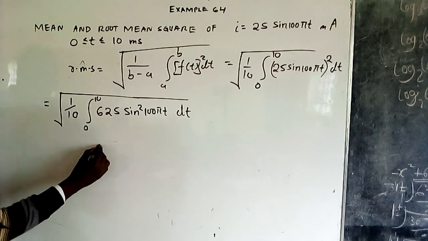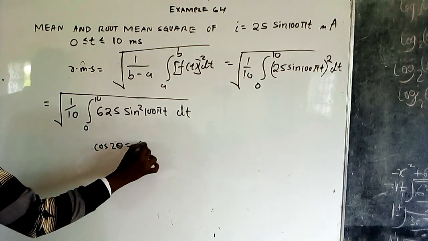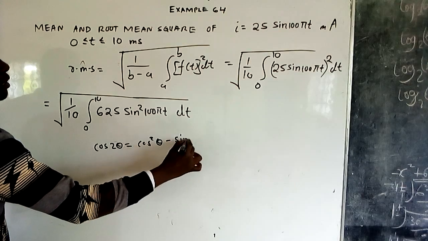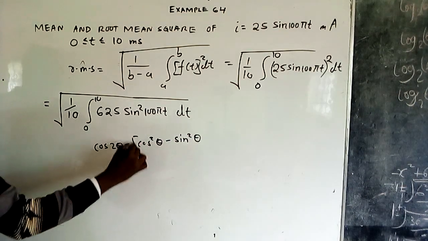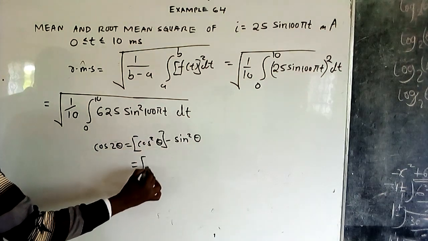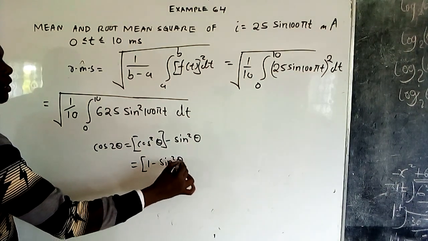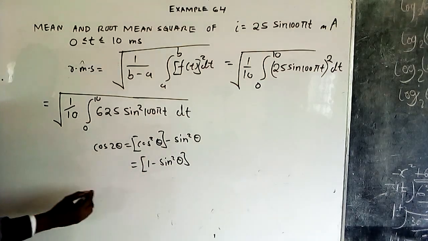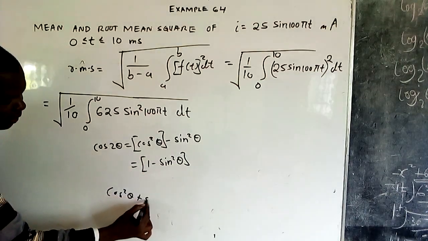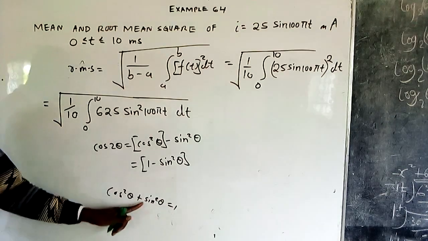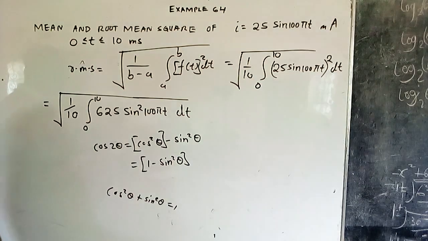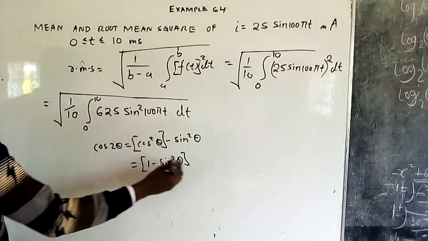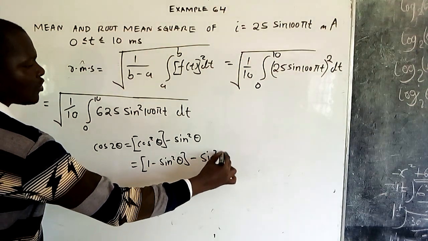So you use cos 2 theta. Cos 2 theta is cos squared theta minus sine squared theta. Are we together? Then you know, according to the Pythagorean identity, cos squared theta plus sine squared theta is equal to 1. When you take sine squared theta to the other side, cos squared theta is always 1 minus sine squared theta. So we have that. Then it is minus sine squared theta.